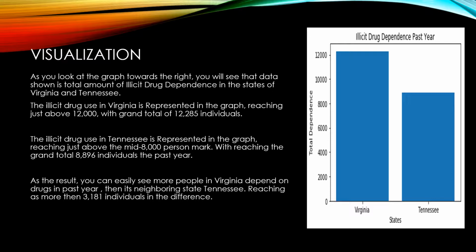As a result, you can easily see that more people in Virginia were dependent on drugs in the past year than in its neighboring state Tennessee, a difference of more than 3,181 individuals.